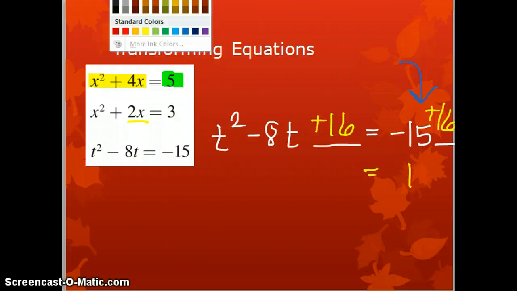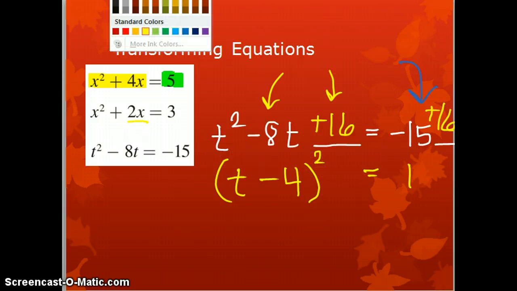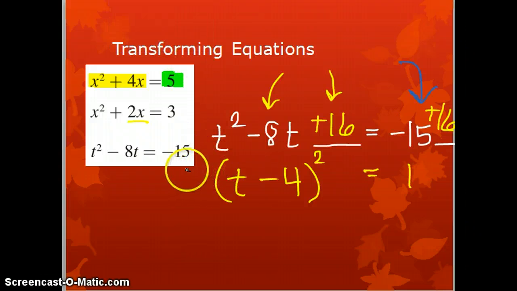Now, on the left, we need to find what number multiplies to 16 and adds to negative 8. Well, negative 4 plus negative 4, so I have t minus 4 squared. Once I have it in that squared format, this is where I can start taking the square root and finding my answers. So the square root of t minus 4 squared is just t minus 4.